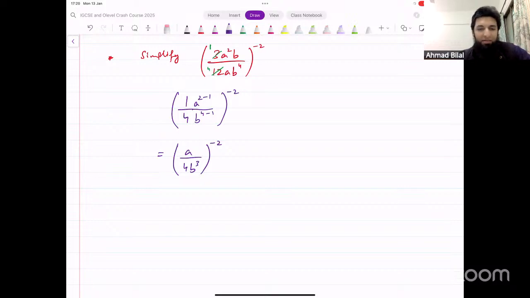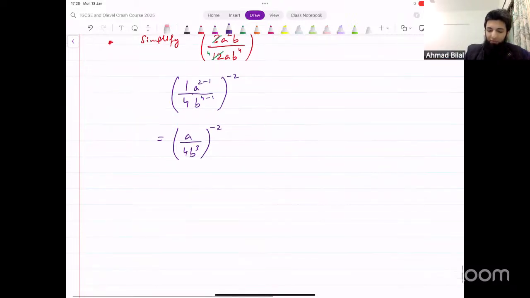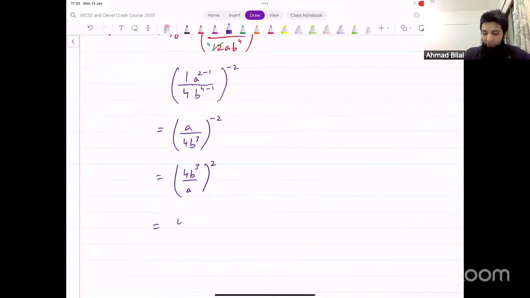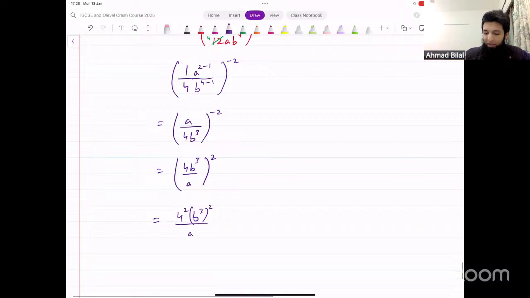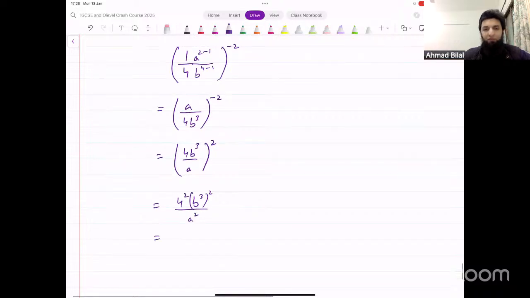It makes things simpler if we make this power positive, first of all. So we can take the reciprocal of what we've got inside so that it becomes 4b cubed divided by a, right? And then the power becomes positive. And now we bring that power 2 inside to make it 4 squared into b cube whole squared divided by a squared. What's 4 squared?